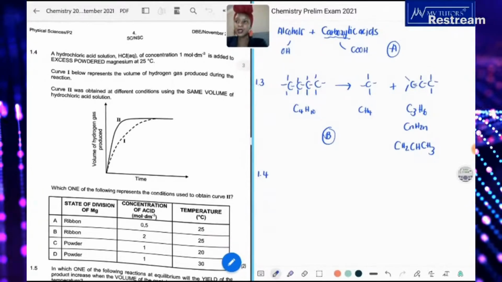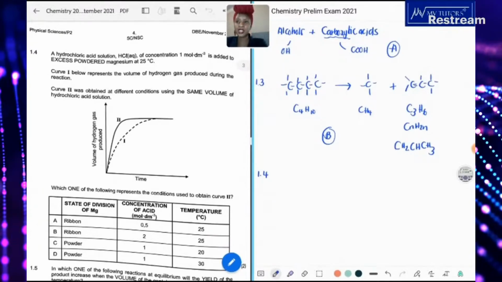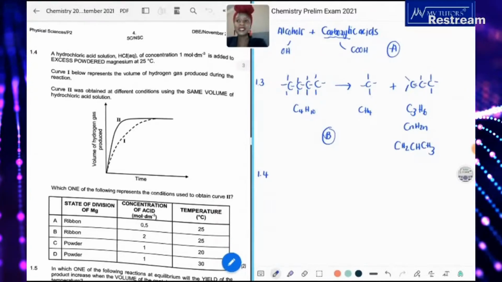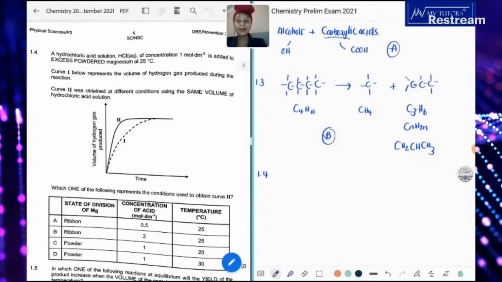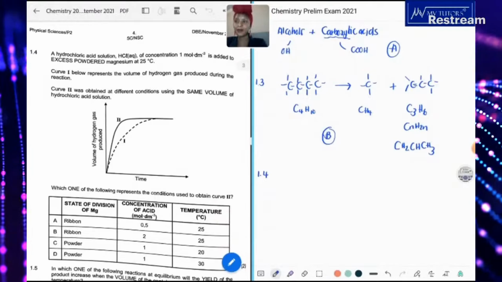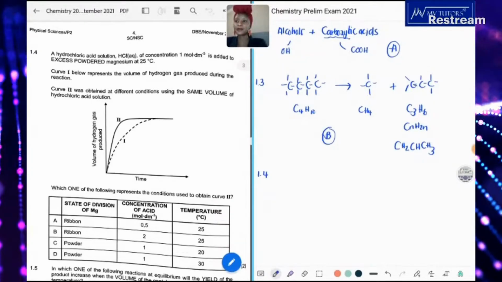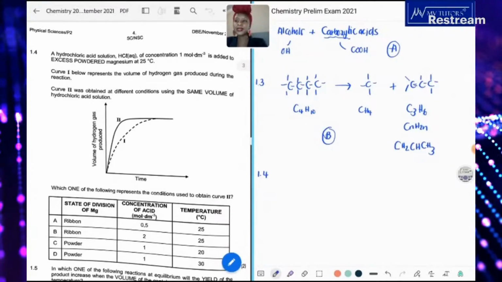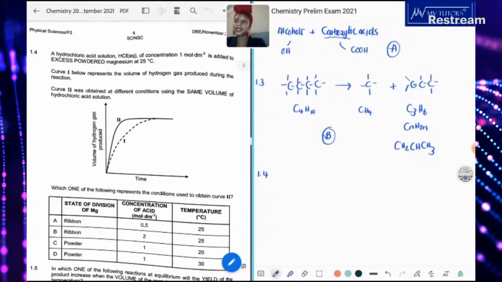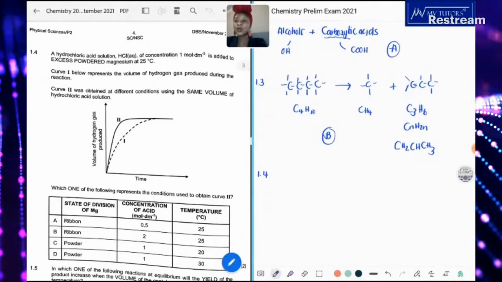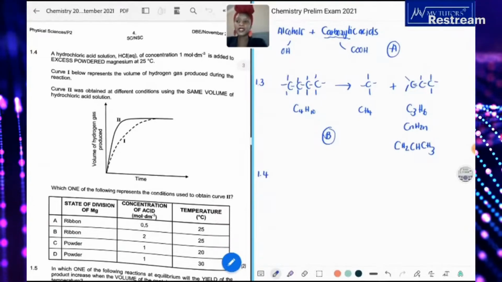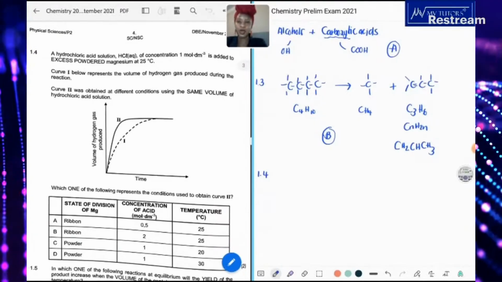Now curve 1 below represents the volume of hydrogen gas produced during the reaction. Curve 2 was obtained at different conditions using the same volume of hydrochloric acid solution. Okay, so everything else remained the same, right? For curve 2, it's just the same volume. But what we can then say, the question says, which one of the following represents the conditions used to obtain curve 2?